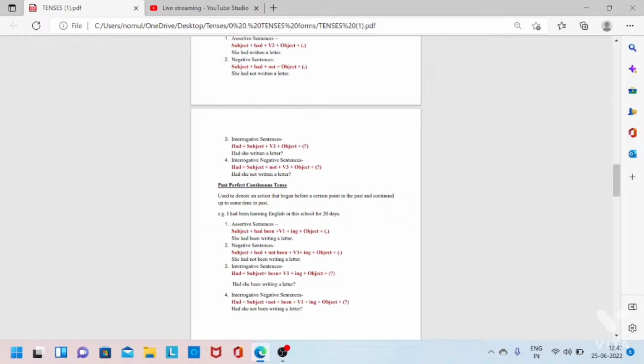For this assertive sentence, subject plus had been plus V1 plus ing plus object. So she had been writing a letter. Okay, here had been is main. Okay, she had been writing a letter. For the negative sentence, subject plus had plus not been plus V1 plus ing plus object. She had not been writing a letter.